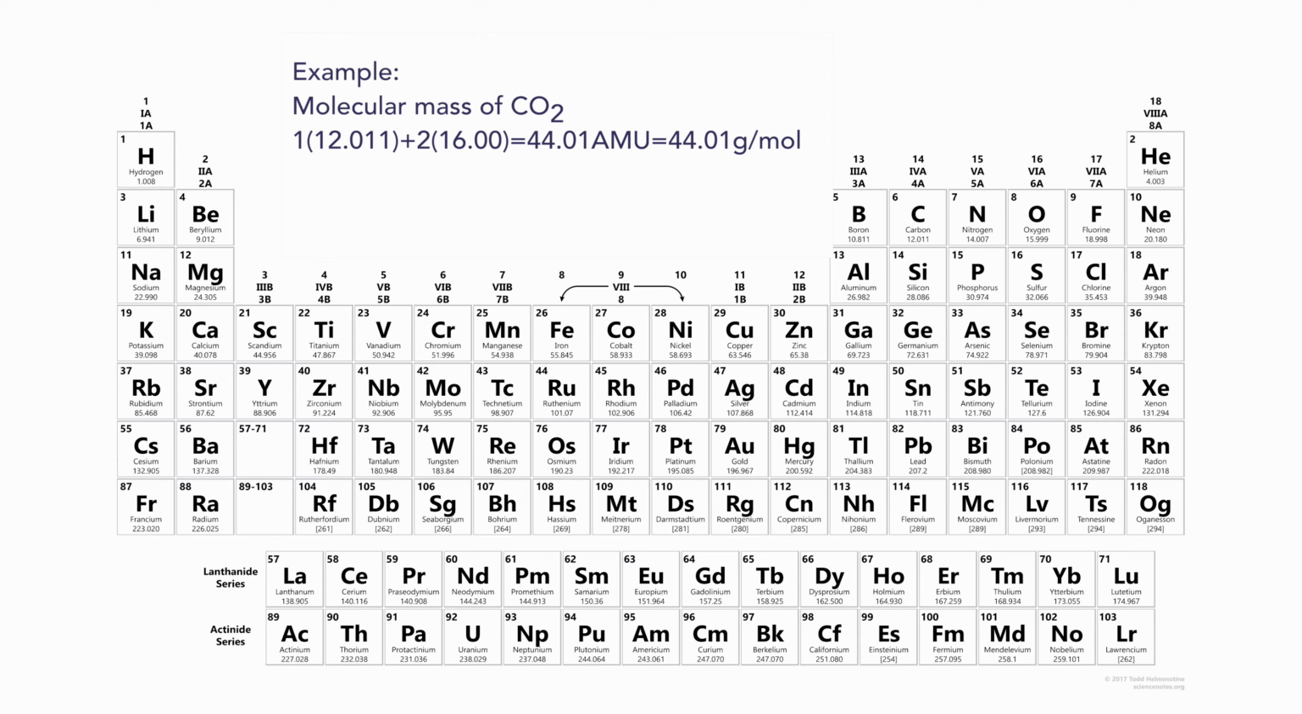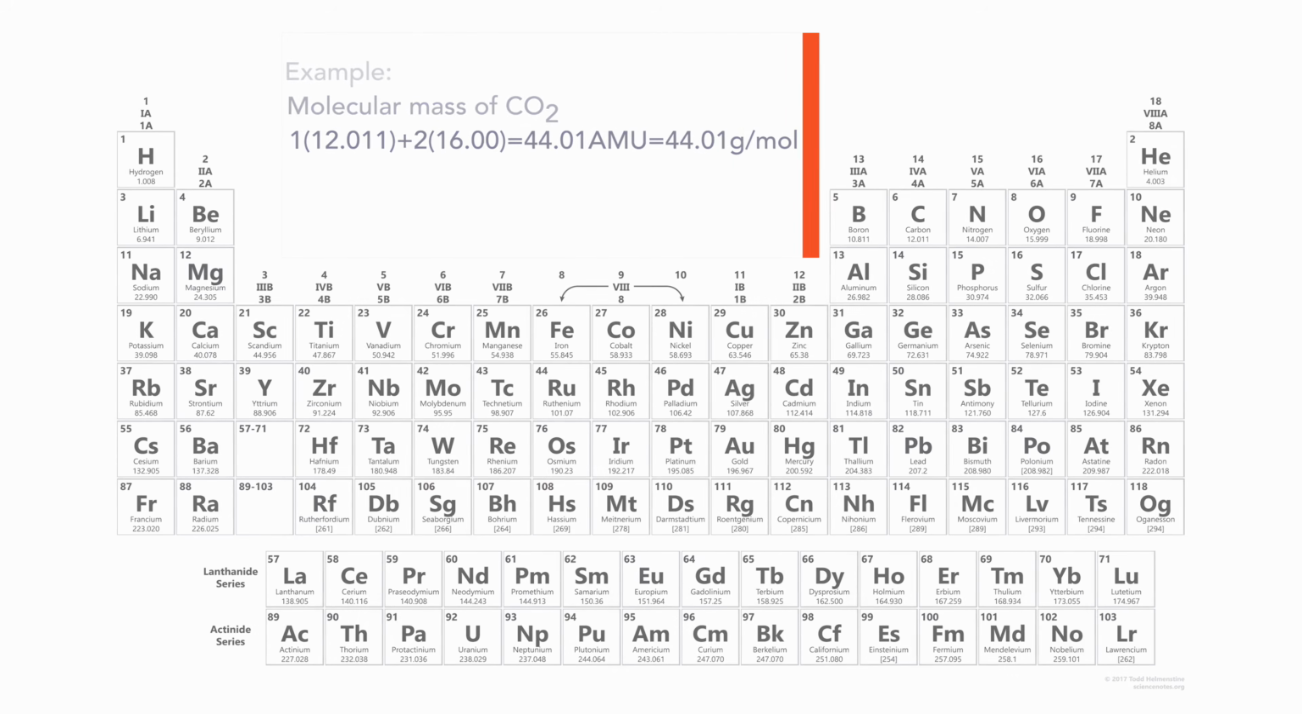To find the molecular mass of CO2, we would add the atomic mass of carbon, which is 12.01 AMU, to the mass of 2 oxygen atoms, which are 16 AMU each. When we add these values together, we find that the molecular mass of CO2 is 44.01 AMU. By extension, this means that the molar mass of CO2 would be 44.01 grams per mole. This represents the mass of 1 mole of CO2 molecules.